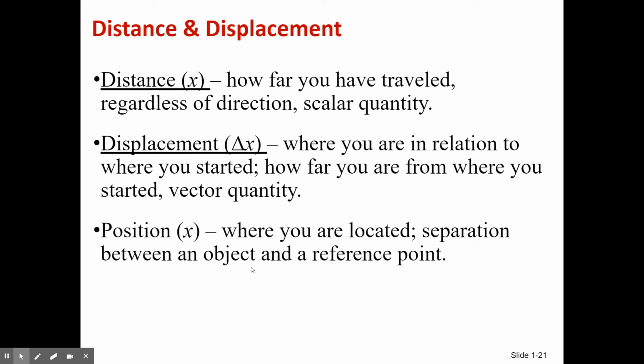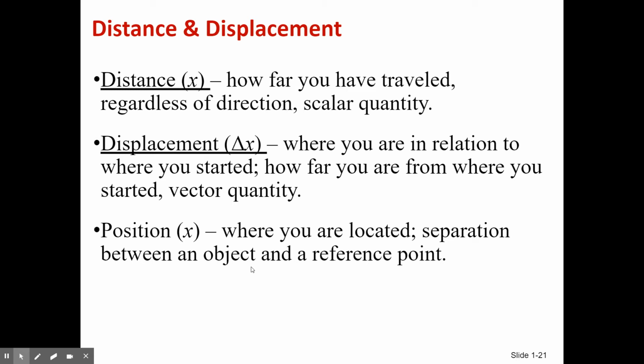But before we do, we want to talk about 3 things here: distance, displacement, and position. So distance is just how far you traveled, regardless of the direction. It doesn't matter if you turned left and then you turned right and then you went up and down. How far you traveled, regardless of your direction. And distance is a scalar quantity. And to represent distance, we use an x.